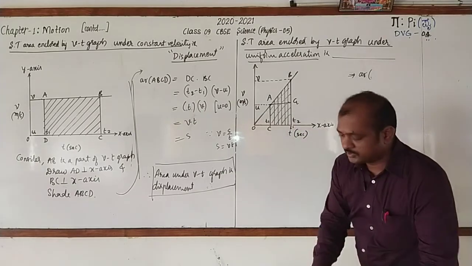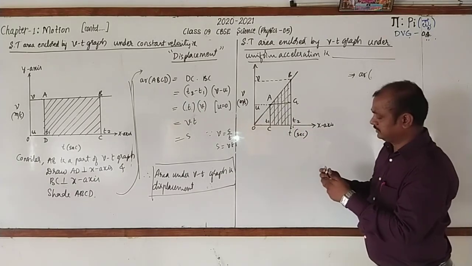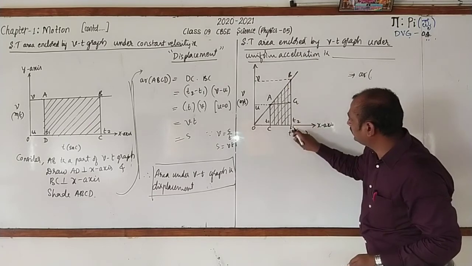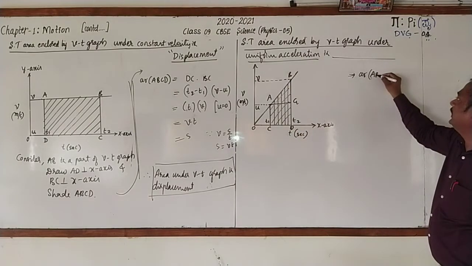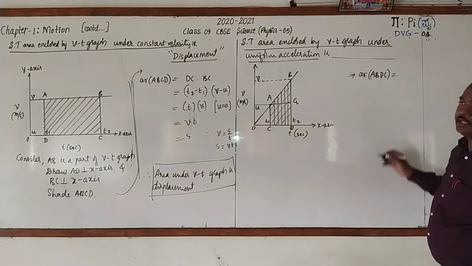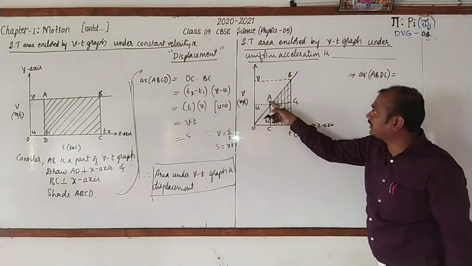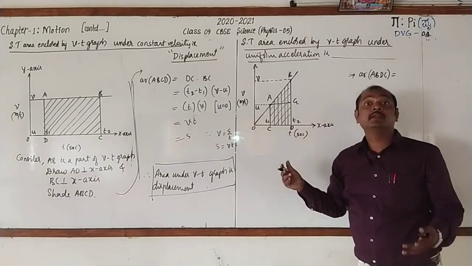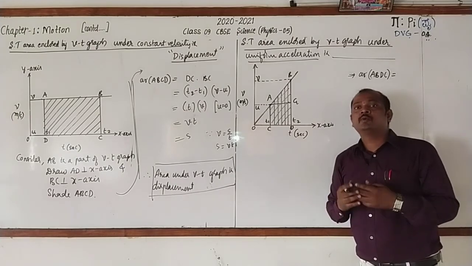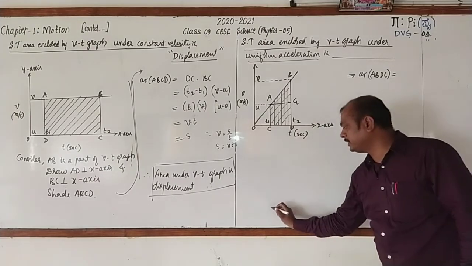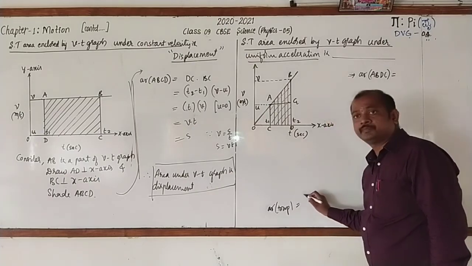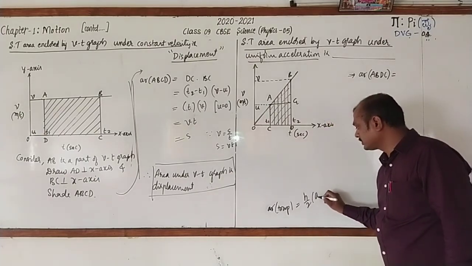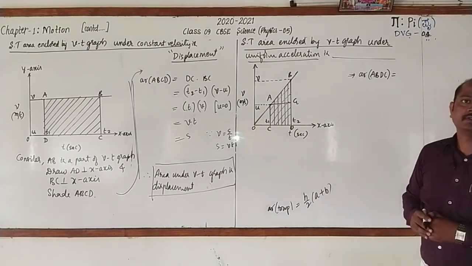Now, here I write area of ABDC. It is equal to, now could you tell what is the shape of ABDC? It is a trapezium. What is the formula used to find the area of a trapezium? Area of trapezium is h by 2 into the sum of parallel sides.